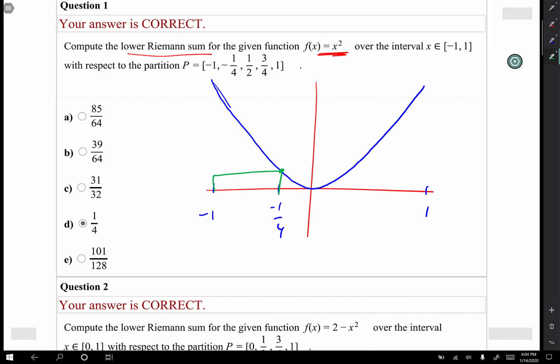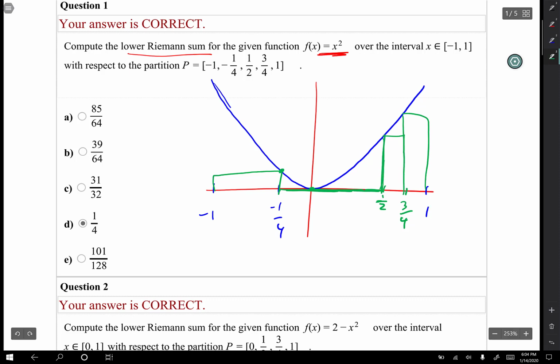The next point between -1/4 and 1/2. The lowest point occurs at 0. So here's my second rectangle. The next one is at 3/4 here. And lower Riemann sum at 1/2, it's the lowest. And then at 3/4, it's the lowest. So I'm just going to calculate those three.